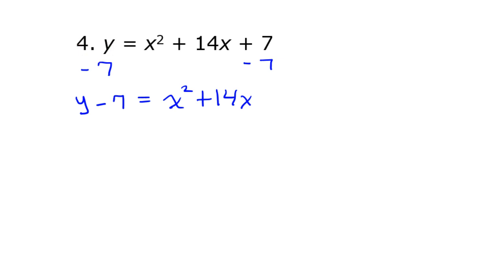Now we have room to complete the square. We complete the square by doing half the middle squared. So the middle is 14. So you do half of that and you get 7. And then you square that and you get 49. So it's half the middle squared. So that's why I'm going to add 49 to both sides. Make sure you add it to both sides. The most common mistake is to only add on the right-hand side.